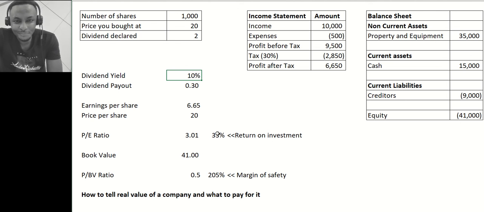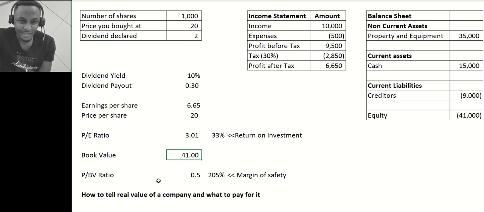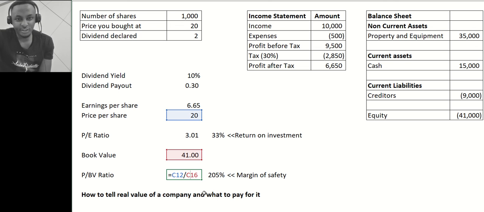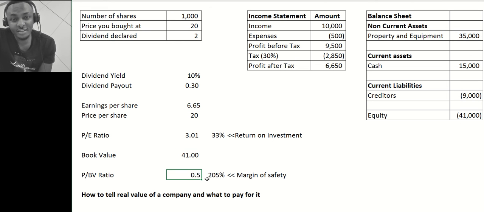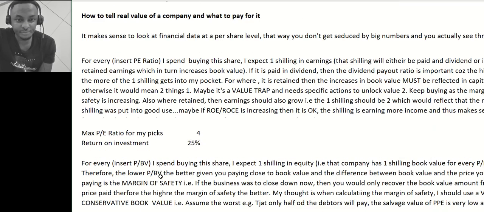Okay, so that's the PE ratio explained, that's book value explained. Price to book value is just another way of comparing the book value to the price, to know if you're getting a deal. The lower the better, for example. You can see the formula here: it's the price of 20 divided by 41 to get 0.5. So that means for every one share that you buy, and I can even show you the logic here.